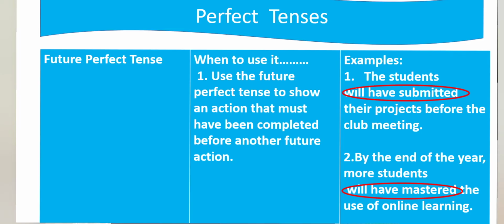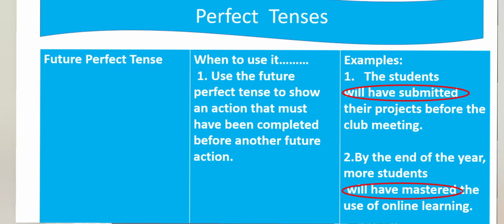So when do we make use of the future perfect tense? How are we going to make use of it? Use the future perfect tense to show an action that must have been completed before another future action. So there are two. You make use of the future perfect tense, and then you make another future action. So we have an example. The students will have submitted their projects before the club meeting. So we have here, will have submitted. It shows an action that must have been completed. And then another future action, before the club meeting. It's another future action before they will be attending the club meeting.